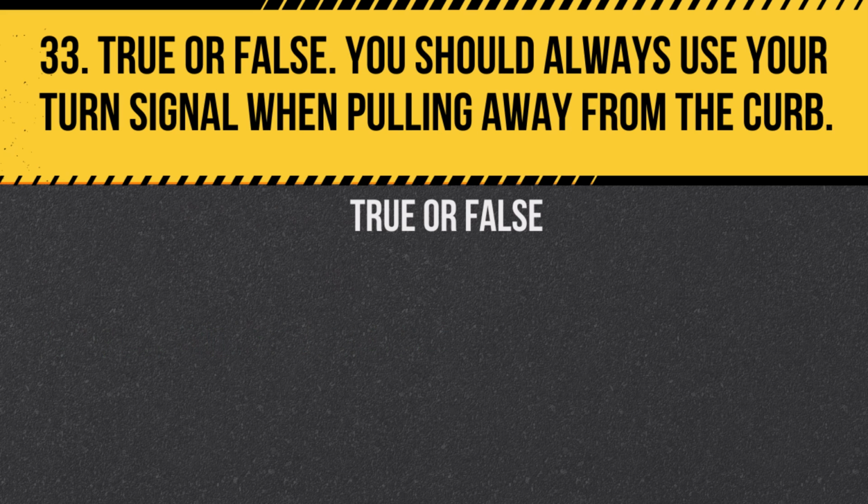Question 33. True or false? You should always use your turn signal when pulling away from the curb. Answer: True. Using your turn signal alerts other drivers and pedestrians of your intention to enter traffic.